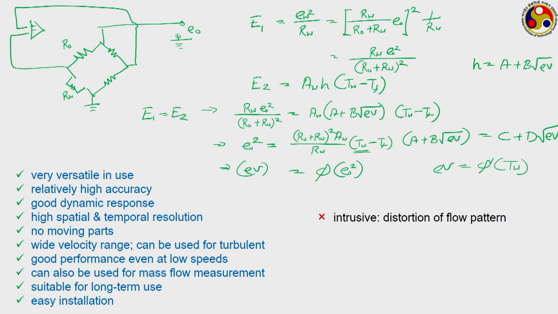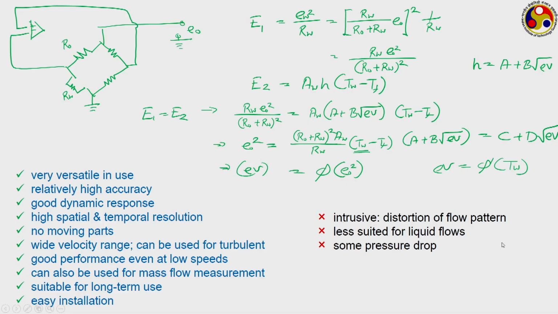One problem is this is an intrusive measurement, so they distort the flow pattern. They do not cause that much of pressure drop, but the velocity profile of the flow pattern itself gets disturbed. Less suited for liquid flows, but the hot film version can be used, but actually we have other options for liquid flow measurement. So, hot wire anemometers or hot film anemometers are extremely popular for gas flow measurement, but for liquid flow we generally prefer other options. Like very simple, we can go for the obstruction meters like Venturi meters. There can be some pressure drop because of the intrusive nature.